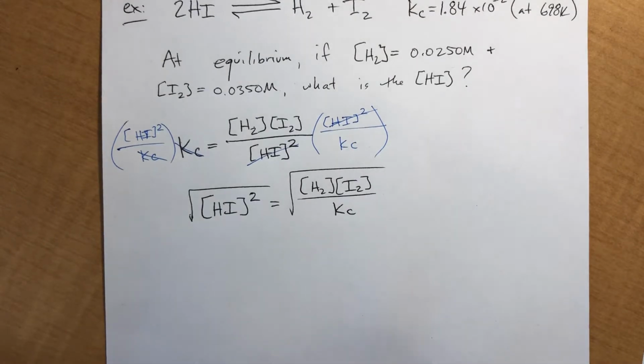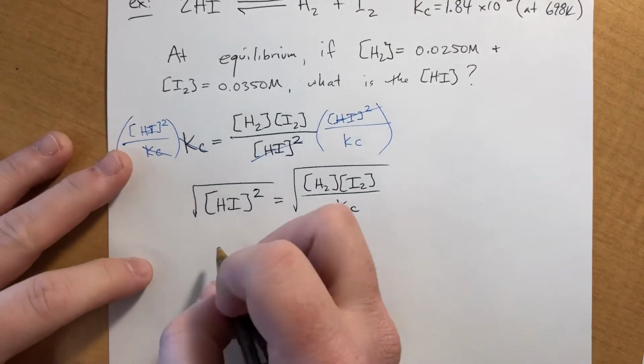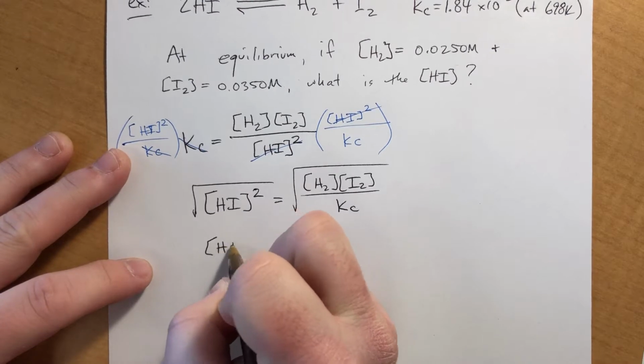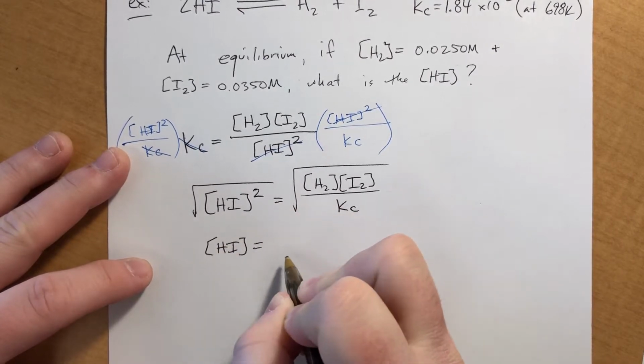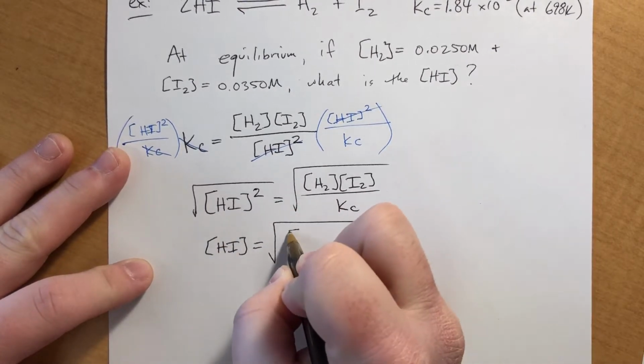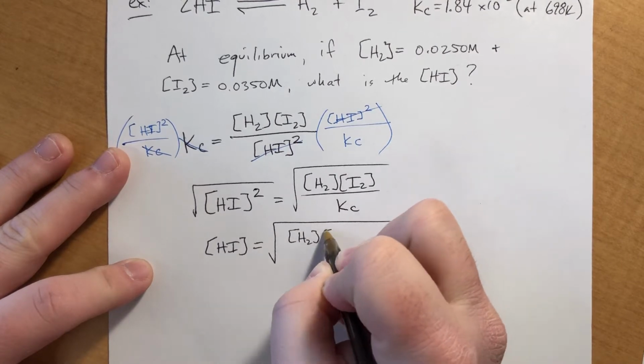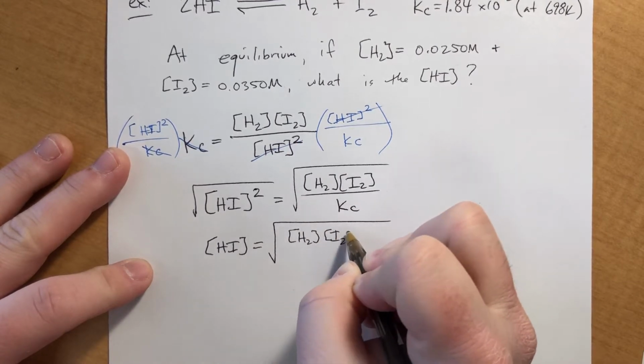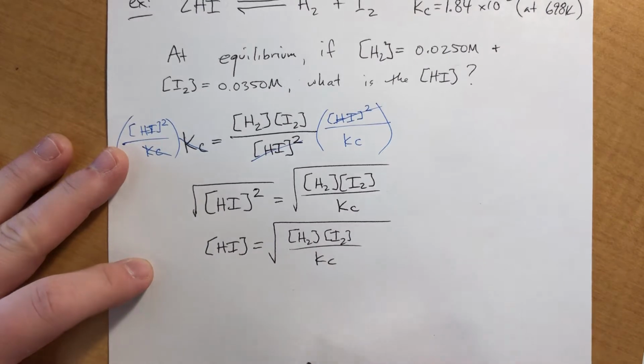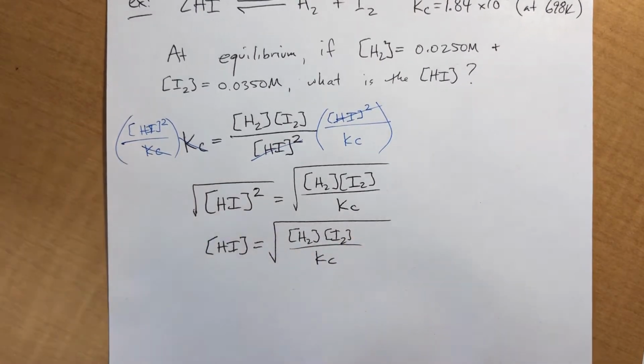Okay, so I'm going to rewrite it just so that it's clear in your notes. This side is now equal to the square root of the concentration of H2 times the concentration of I2 divided by Kc. We have all those numbers. Square root is a button on your calculator. We're just going to plug everything in.